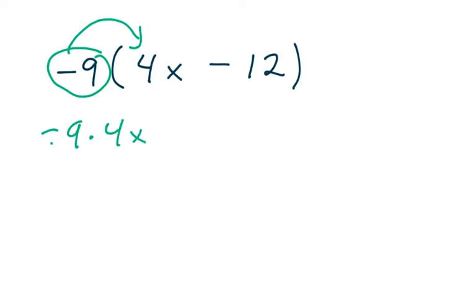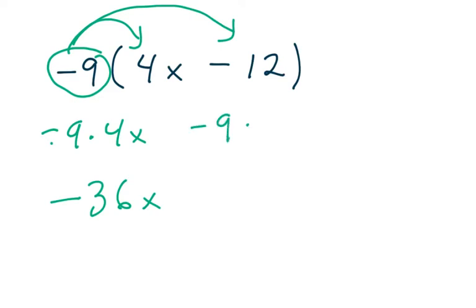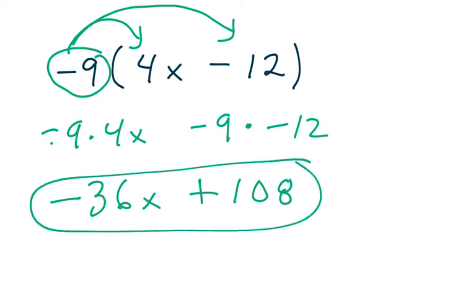Well, negative times a positive is always a negative, right? Negative 36x. And the negative 9 is going to times this minus 12 over here. Well, what happens when you do a negative times another negative or another minus? It becomes a positive, right? And 9 times 12 is 108. So there's our answer.